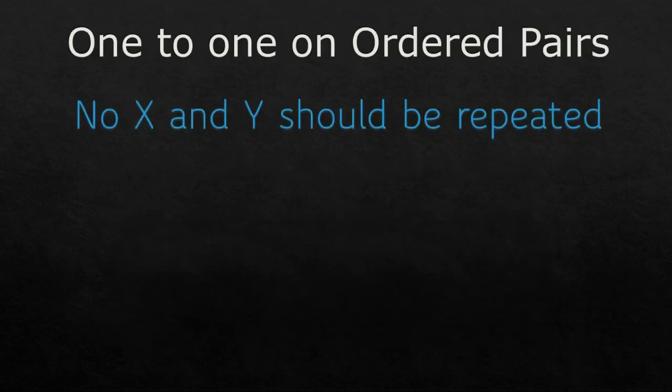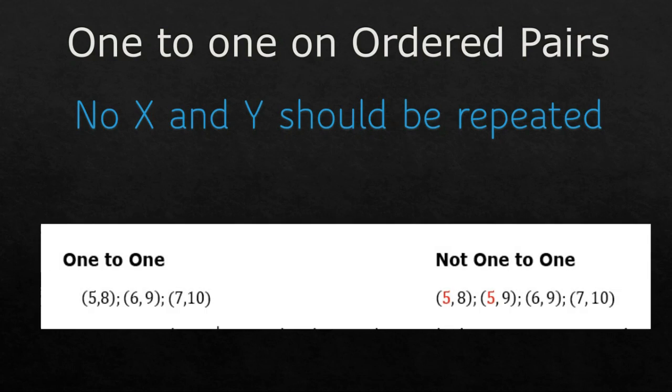For ordered pairs, it is considered one-to-one if no X and Y was repeated. Ibig sabihin, hindi pwedeng maulit ang kahit isang X or Y sa mga ordered pairs. Look at the example. Here on our example, we can clearly see that the given on the right has its X repeated, which is 5. That's why it is not considered one-to-one.